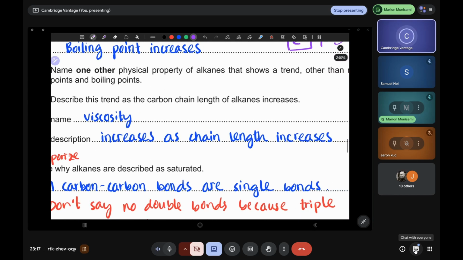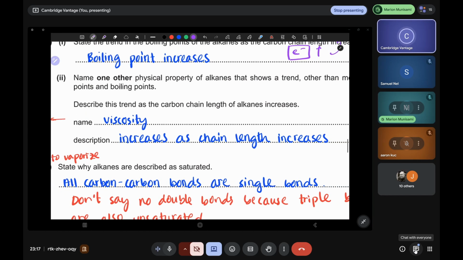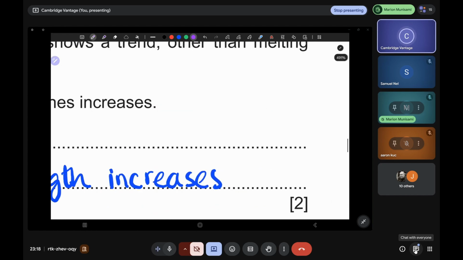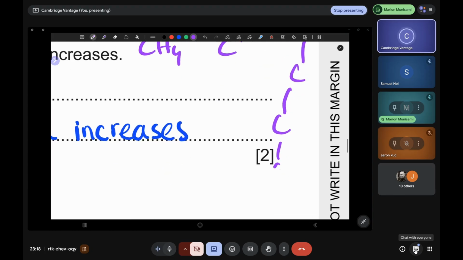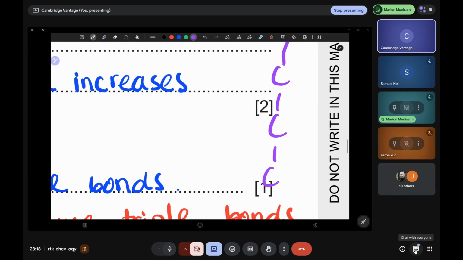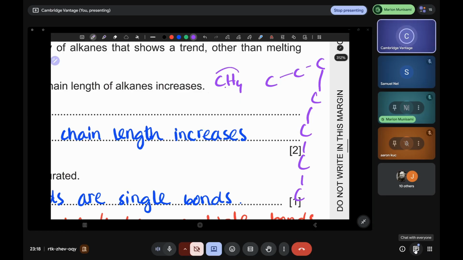And what's the description, or what's the change that's going to happen? The viscosity is going to increase as your chain length increases. The more carbons you have, the more difficult it is for your molecules to flow. Because think of it in this way. Let's say you have methane, CH4. Let's say you have a longer substance with, like, 5 or 6 or 7 or 8 carbons. Which one will flow more easily? Obviously the smaller one. Obviously the smaller one's molecules will arrange more efficiently.